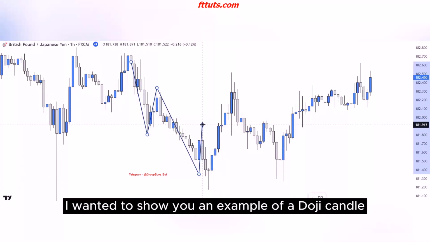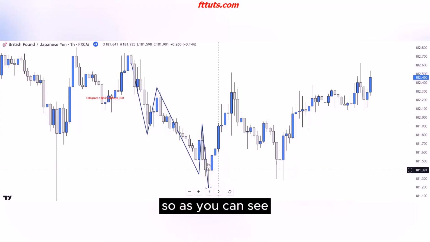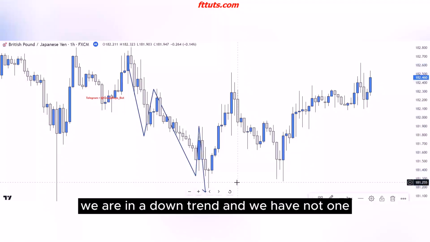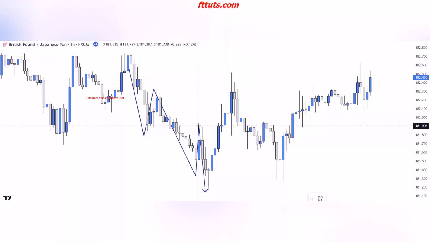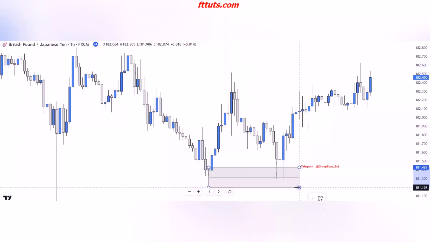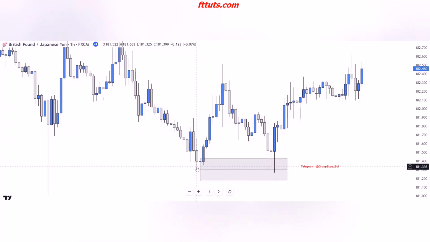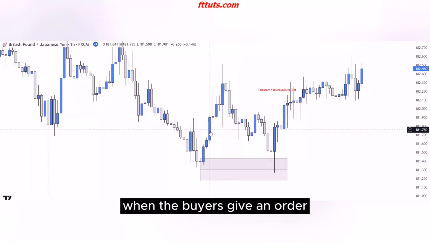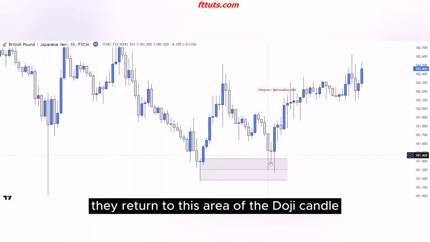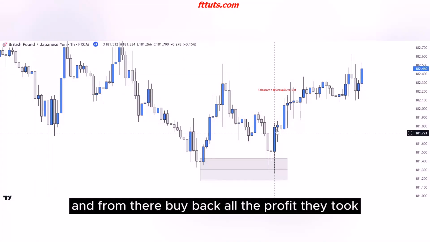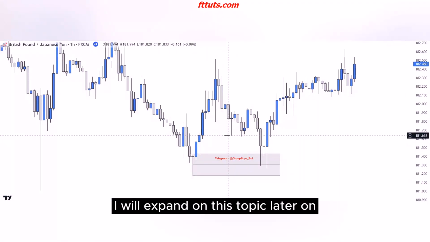I wanted to show you an example of a doji candle. So as you can see, we are in a downtrend and we have not one but two breaks to the upside. And it shows us that the buyers are in control. This is where the sellers and buyers met, in this doji candle. And in this case, the buyers won. When the buyers give an order, they have to complete the gap created. They return to this area of the doji candle, and from there buy back all the profit they took. I will expand on this topic later on.